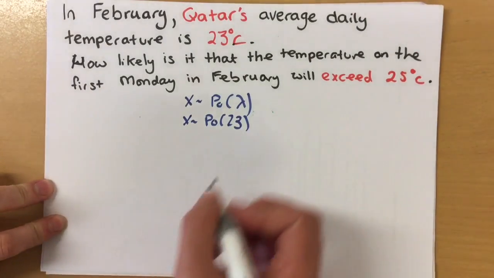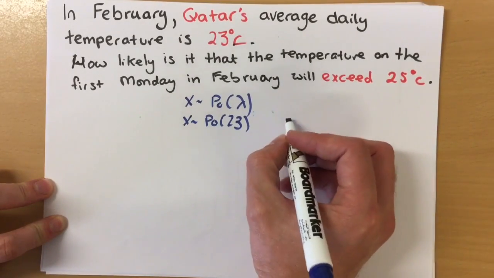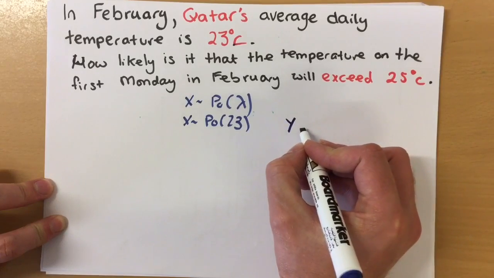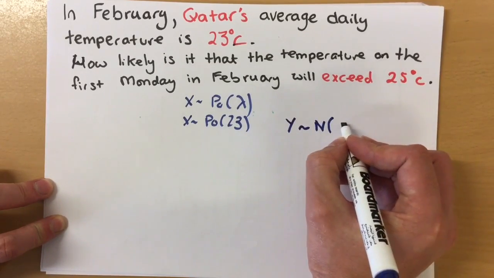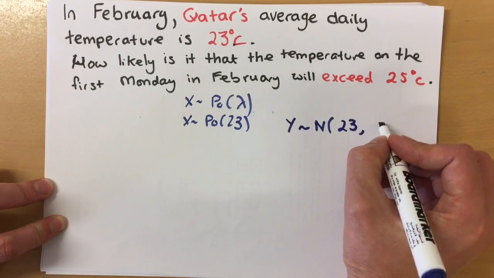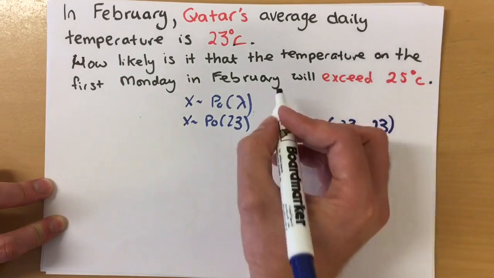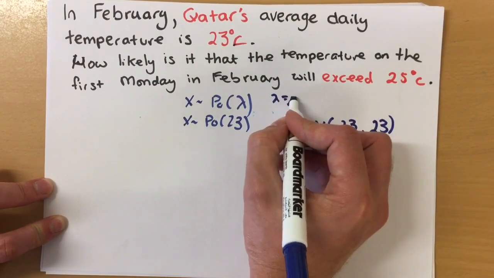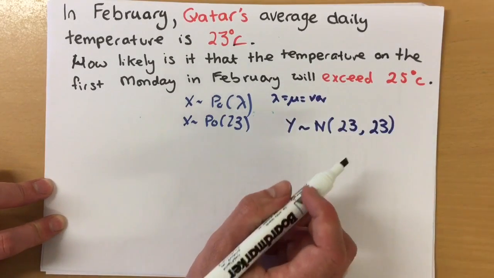So we need to approximate using a normal distribution. And the really nice thing here is, under the normal, when we approximate it, our mean is 23. And equally, our variance is also 23. Remember in Poisson, that lambda is the mean as well as being the variance.